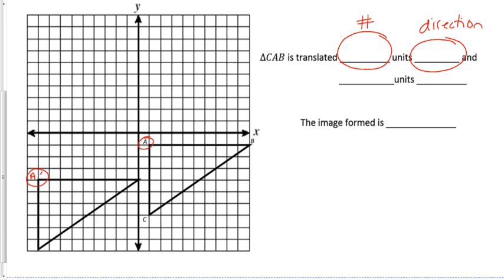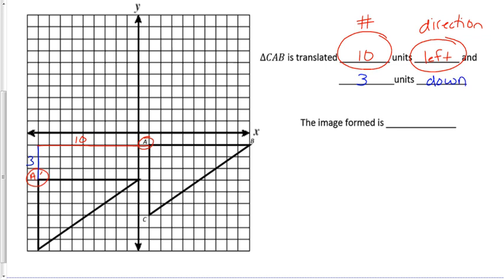So let's look at A. I'm going to go backwards 1, 2, 3, 4, 5, 6, 7, 8, 9, 10. Looks like I went back 10 units. So I'm going to write down that it was translated 10 units, and I need to give the direction. That direction was left. We're going to do the same thing with our vertical distance. From here, I'm going to travel down 1, 2, 3. So that is 3 units, and the direction is down.